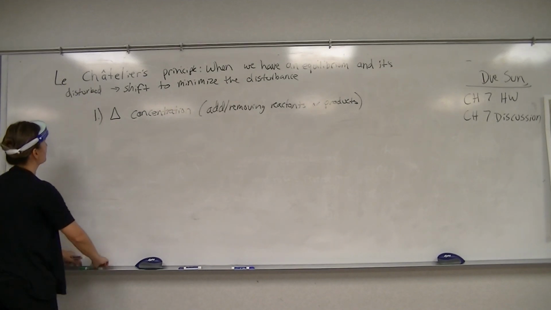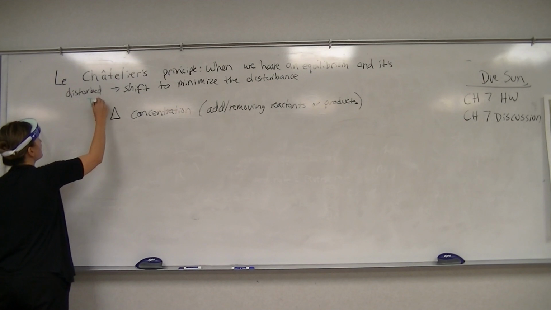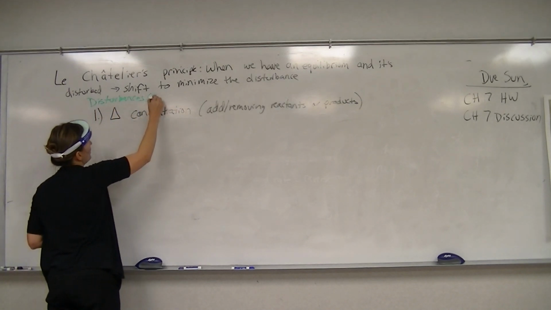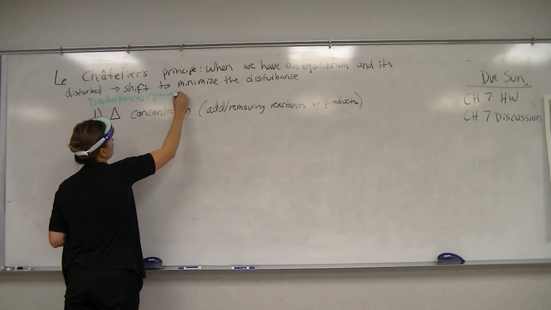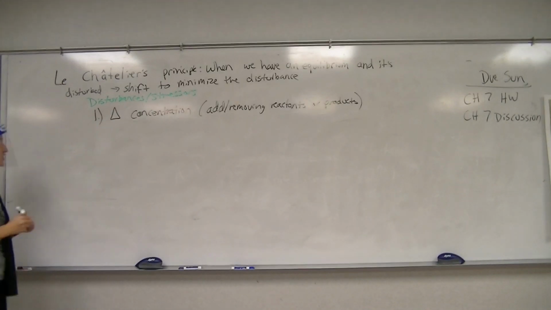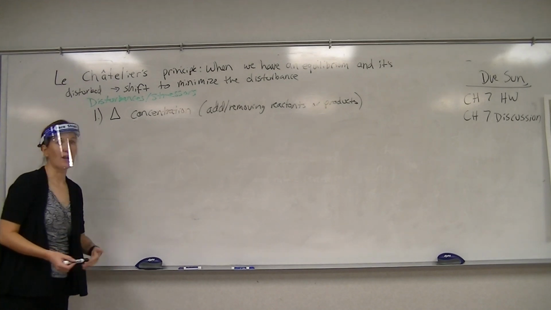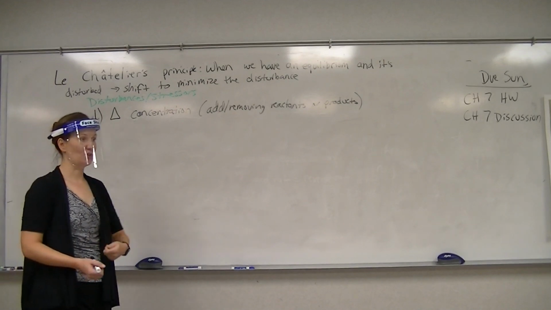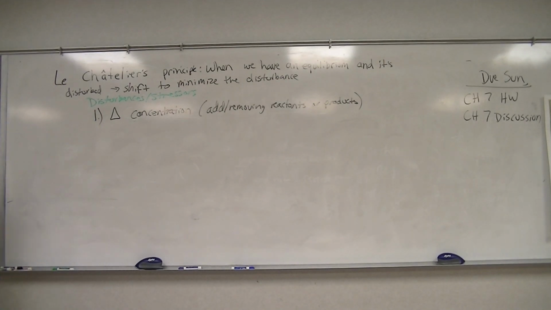So I can write that up here so that you know what these are. They're also called stressors. It's basically just something that's going to affect the equilibrium. Okay, so disturbances or stressors. Change in concentration. So this is when we're adding or removing reactants or products. Right? If we make something more concentrated, we're adding. If we make something less concentrated, we're removing.